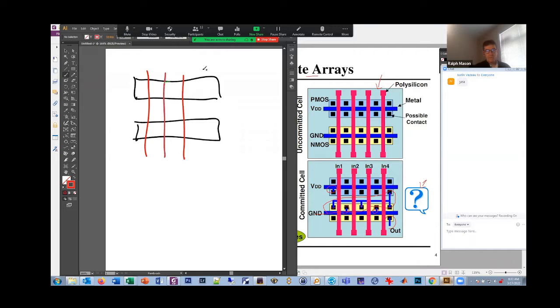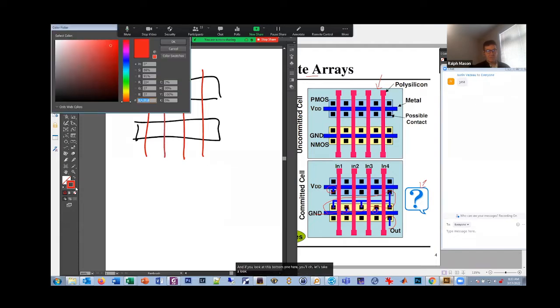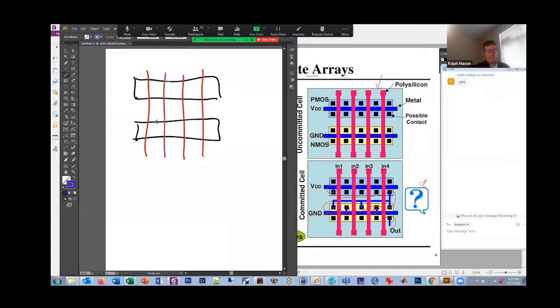So wherever the red crosses the square, that forms a transistor. And if you look at this bottom one here, let's make a blue here. We have a blue here. And the top blue is VDD, and the bottom blue is ground.